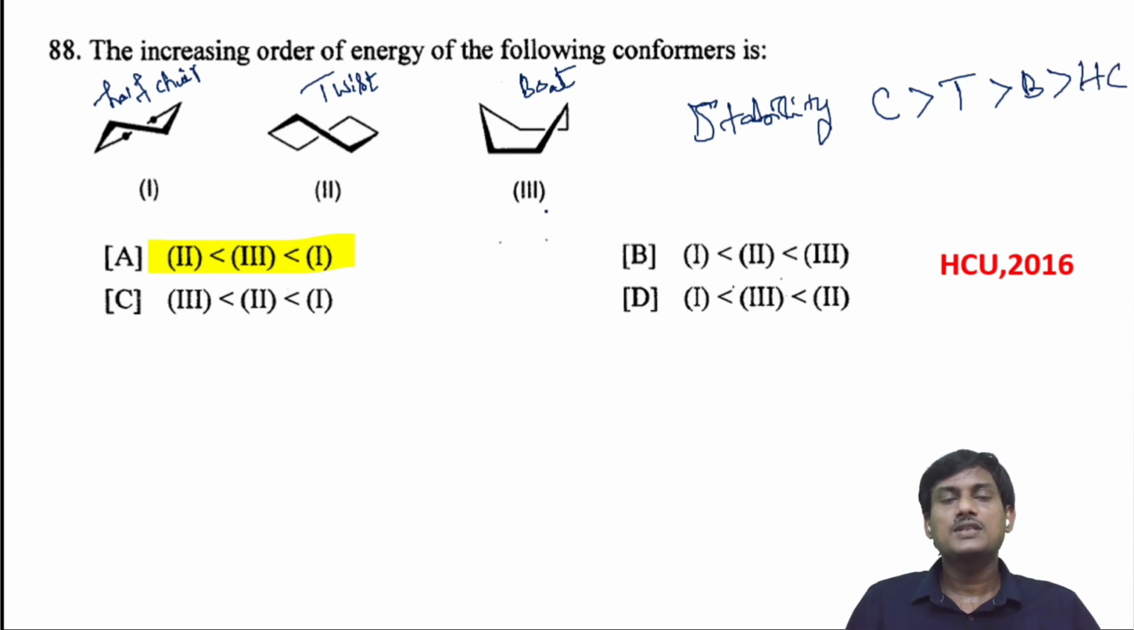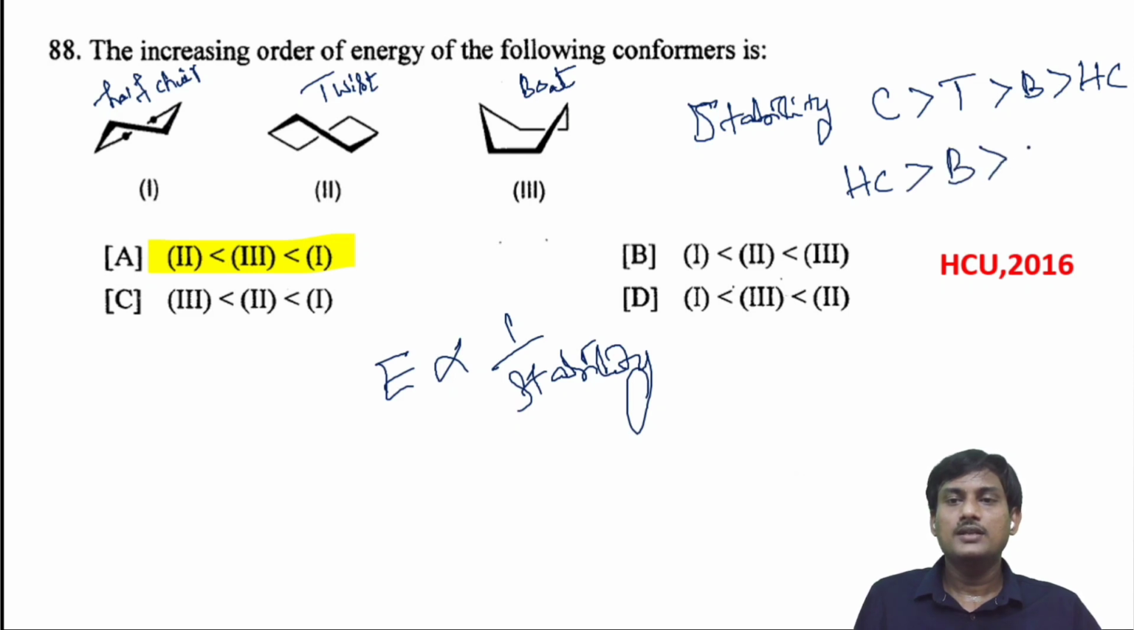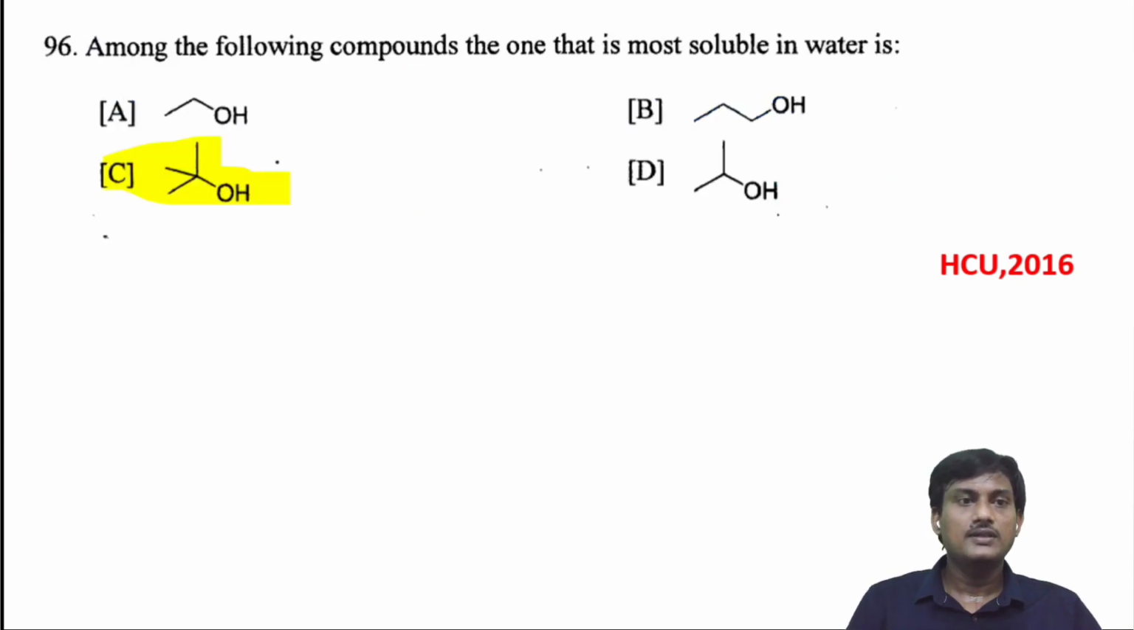We know the relation between stability and energy. The more the energy, the less the stability. The less the energy, the more the stability. Energy is inversely proportional to stability, so the order will be exactly reversed: half chair greater than boat greater than twist greater than chair. Chair has the least energy; half chair has the highest energy. Here, the first one has the highest energy, next one is boat, next one is twist. So this is the correct option.